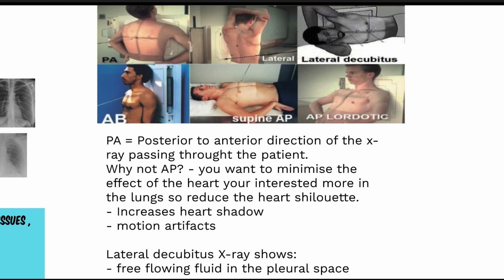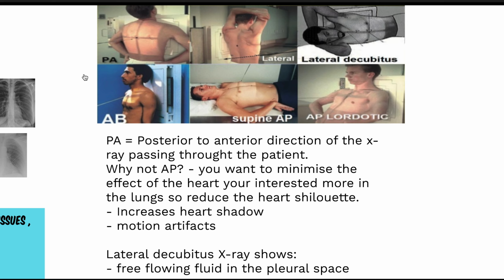Now we'll come back to the different images. The PA is represented by the top left on the screen. This is when the patient is usually standing with their back facing towards the radiologist or the x-ray technician. PA means posterior to anterior, which just indicates the direction of the x-ray passing through the patient. So the x-ray comes in from the back and goes directly through the back into the front. You can see the white film where the patient is standing forward. A lateral is basically from the lateral side.